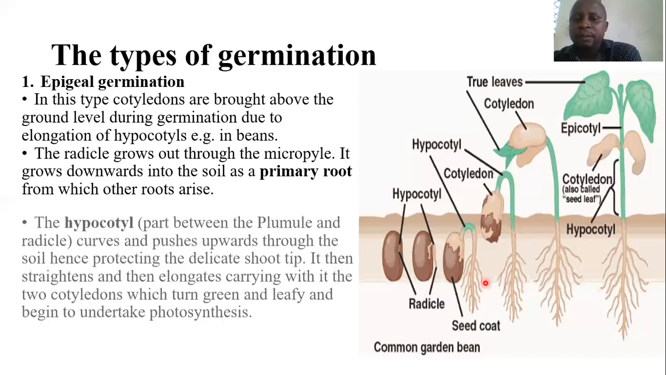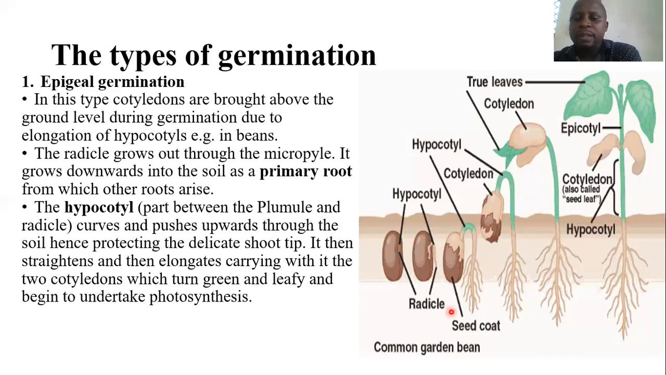Then, after the radicle has grown downwards, the hypocotyle, the part between plumule and radicle, will then extend. It curves upwards and pushes upwards through the soil. This will protect the delicate shoot tip, because it will be the very first one to pass through the soil, hence protecting the delicate shoot tip.